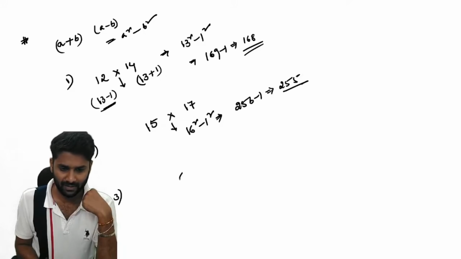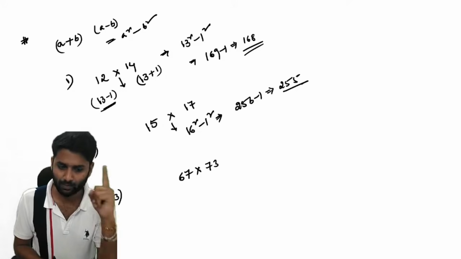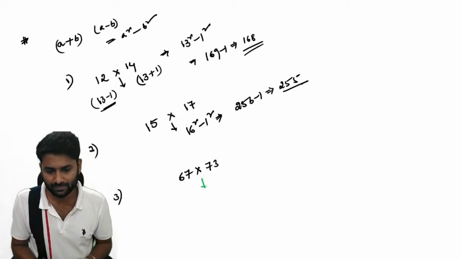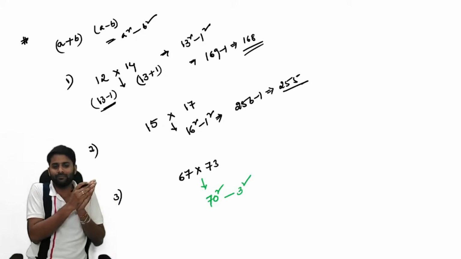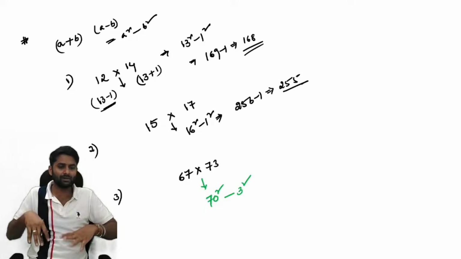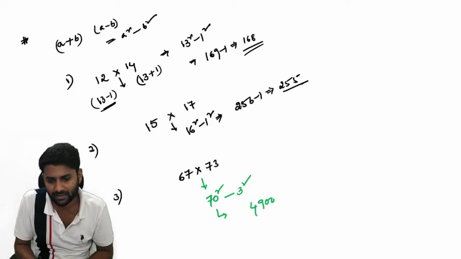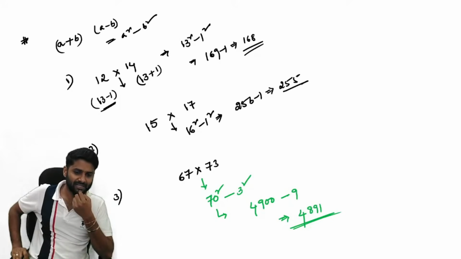Let me take another one. If 67 is multiplied with 73, I told you guys both must be even or both must be odd in the multiplication. Now what is the mean value here? It's 70, right? Then the answer is 70 square minus 3 square. Why? Because 67 is 70 minus 3 and 73 is 70 plus 3. Now 70 square is 4900, and subtract 9. So the answer is 4891. If 67 is multiplied with 73, then the resultant is 4891.